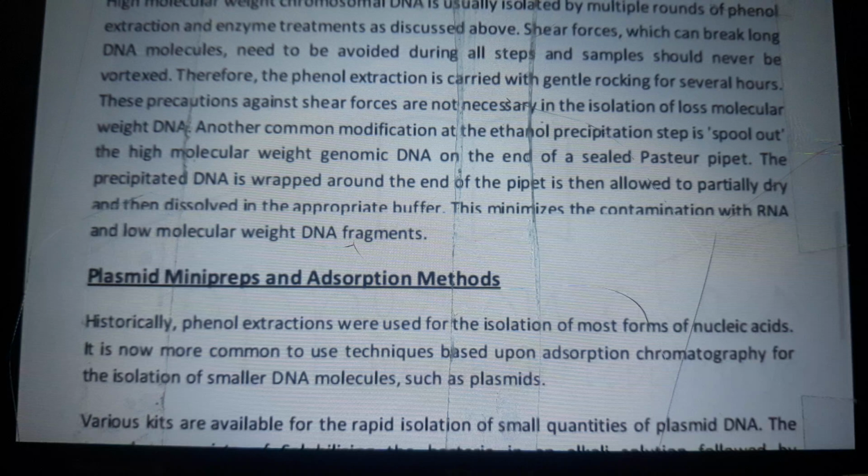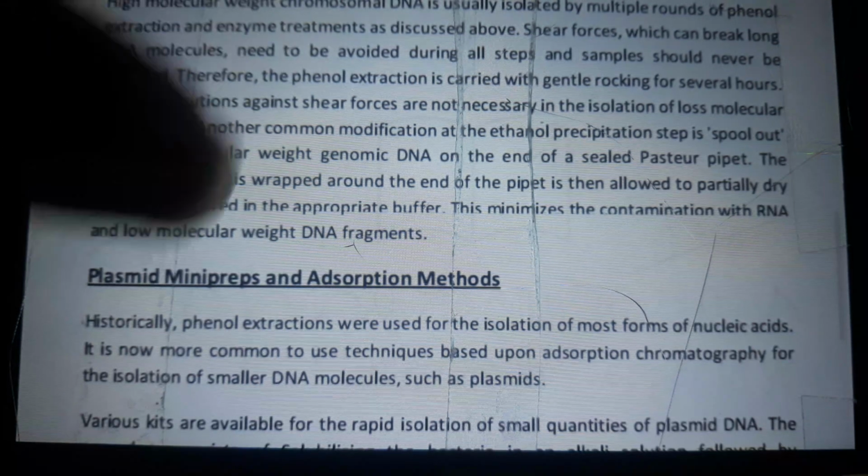Another common modification at the ethanol precipitation step is to spool out the high molecular weight genomic DNA on the end of a sealed Pasteur pipette. The precipitated DNA is wrapped around the end of the pipette, is then allowed to partially dry, and then dissolved in the appropriate buffer. This minimizes the contaminants with RNA and low molecular weight DNA fragments.